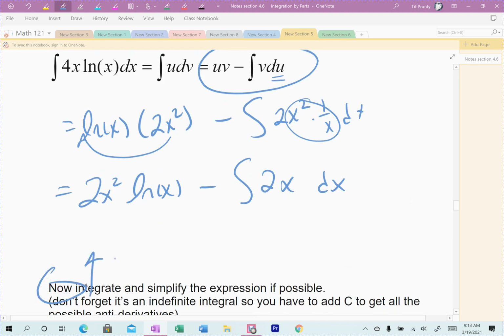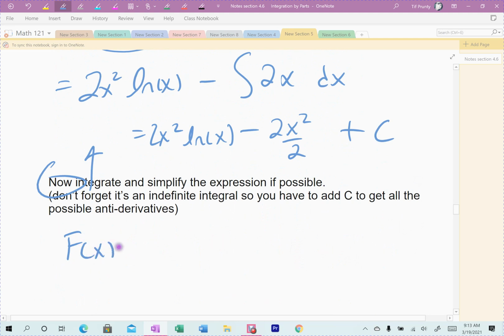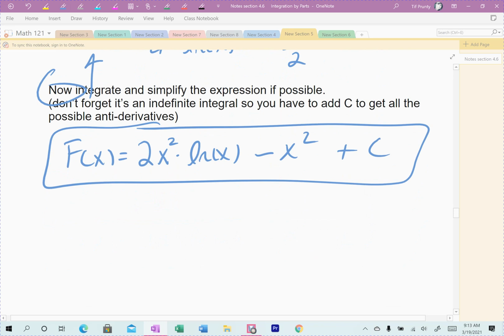So again, I'm going to do my integration here. So 2x squared natural log of x minus the antiderivative of 2x, so it's 2x to the second divided by 2, and then that's where my constant comes into play. And so my family of antiderivatives is 2x squared times the natural log of x minus x squared plus c, and there's my answer, which again, I can always check. This is the last one that I'm going to go through the process of checking with you, just to show you that even in this case it does check.